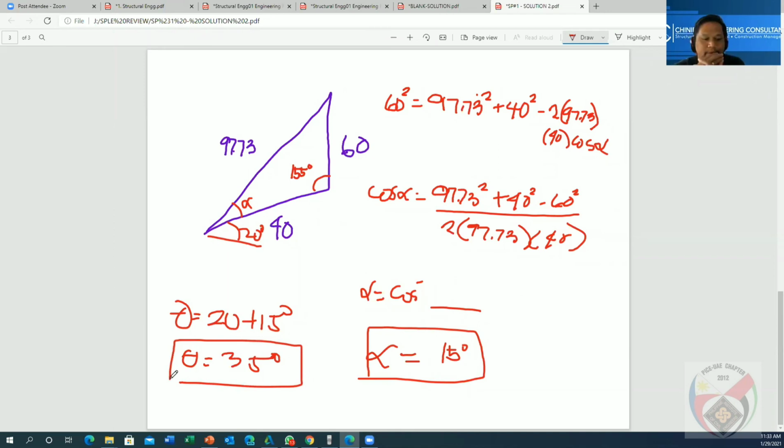Okay, it's up to you which one you are more comfortable with. But as I have experienced, I noticed that if we're going to solve for an angle, use the law of cosine, because the law of sine does not give an angle of more than 90 degrees. Okay? Do you have questions? Any questions, guys?